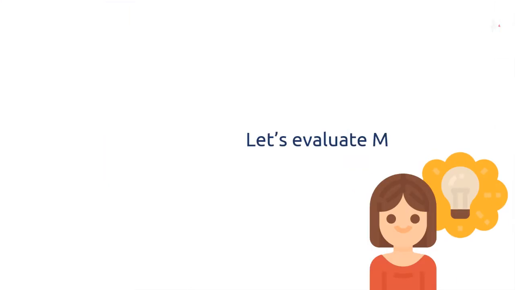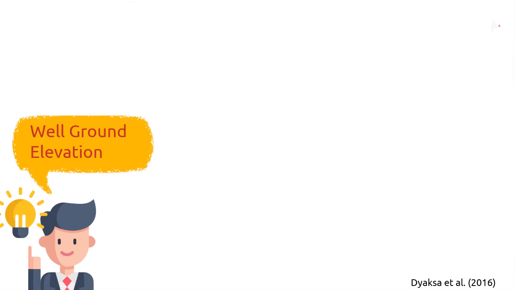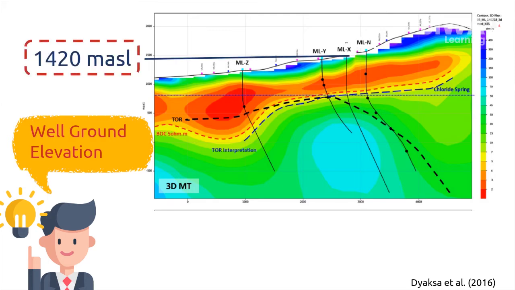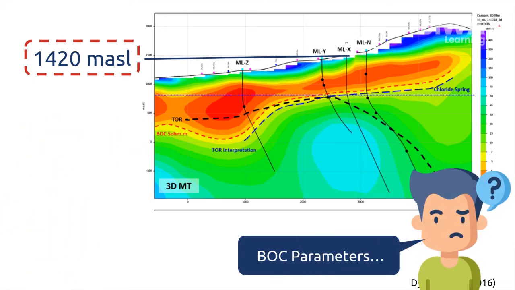Now we are going to evaluate one of the wells in Muara Labuh field named MLX well. In order to be able to estimate top of reservoir in Jiwa TOR, we have to know the well ground elevation since the output we want is the TOR depth estimation. MLX is estimated to be located at 1,420 meters above sea level. After that, we are going to input BOC parameters which include BOC elevation and BOC temperature. How do we know this information?